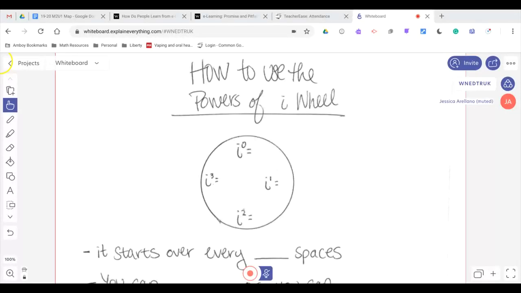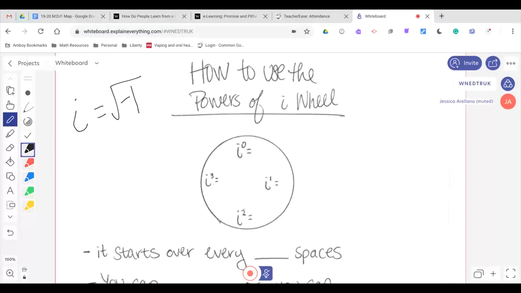Welcome back, Math 2. Today we're going to discuss how to use the powers of i wheel. There's a pattern that the complex number i follows. Quick reminder: i is equal to the square root of -1. It is the imaginary number, as it's often referred to.